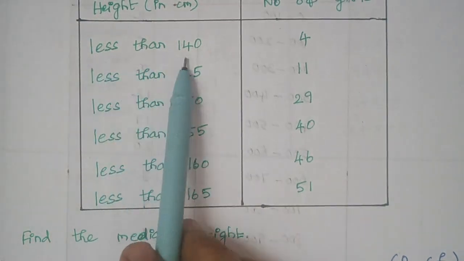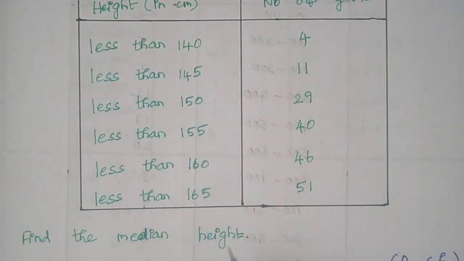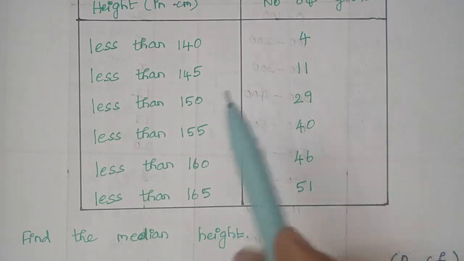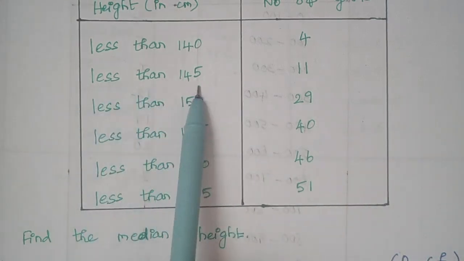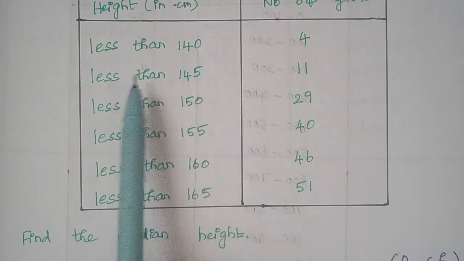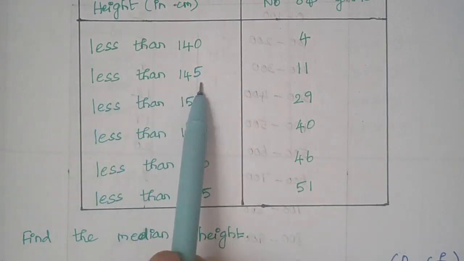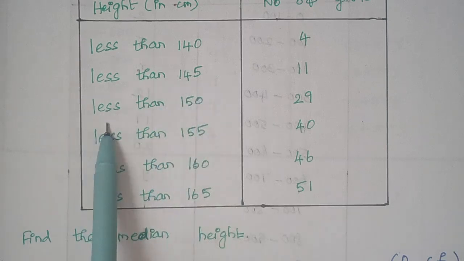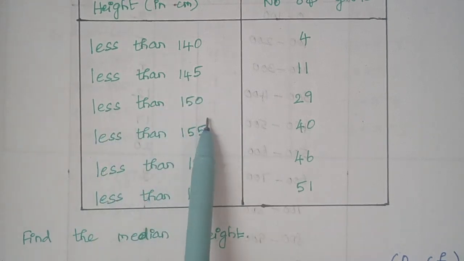The first is less than 140, so here I have written it as below 140. The next thing is less than 145. Here the limit is already 140, so this interval is 140 to 145. And again 145 to 150, like that.